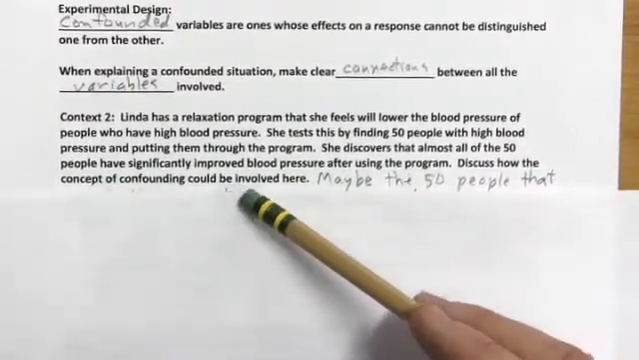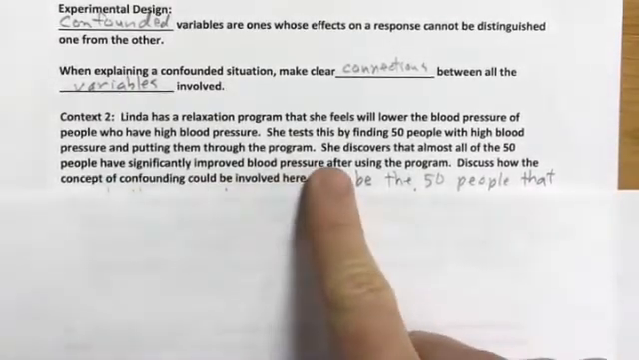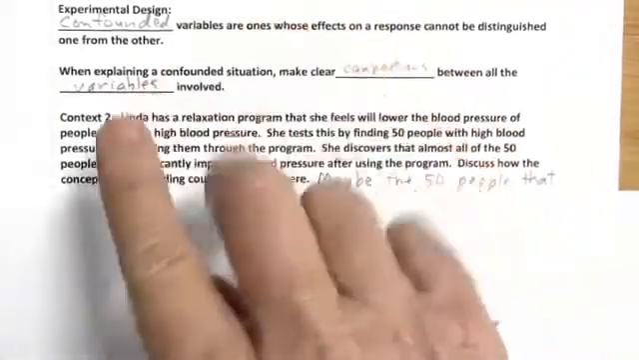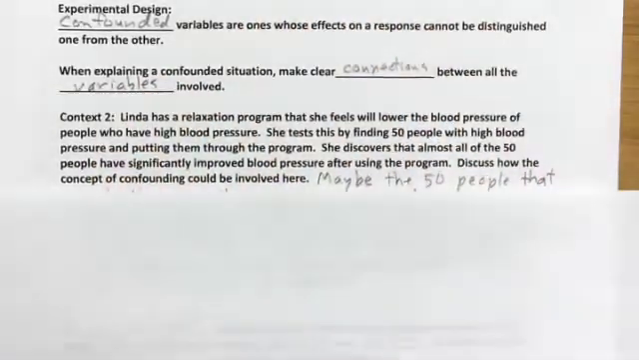Discuss how confounded can be involved here. So she probably feels that her program works. She did the program on 50 people. Almost all of them had improvement. The problem is we could have a confounded situation. This is not a controlled experiment.